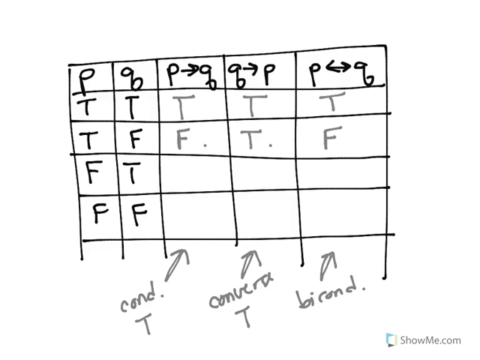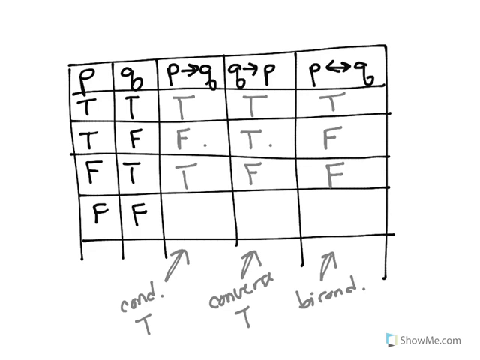Third column, start with a false hypothesis, end with a true conclusion. We get a true conditional statement. If I reverse this and get my converse, I have a true statement, then a false statement. That leads to a false converse. If my conditional is true and my converse is false, my biconditional is false.